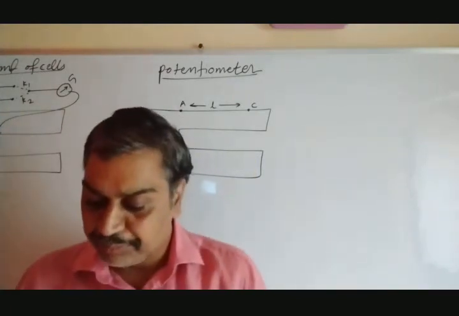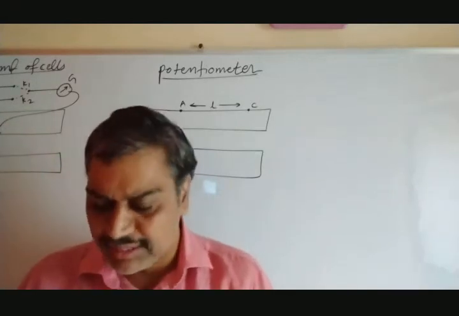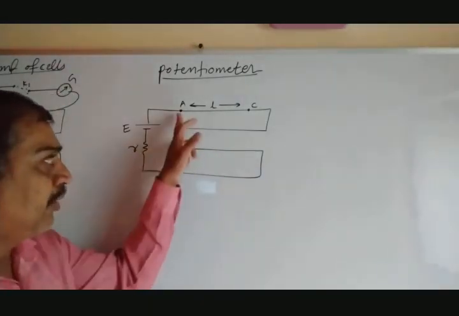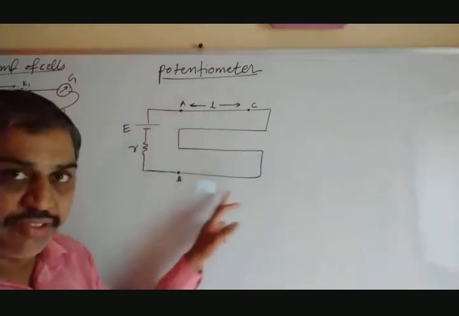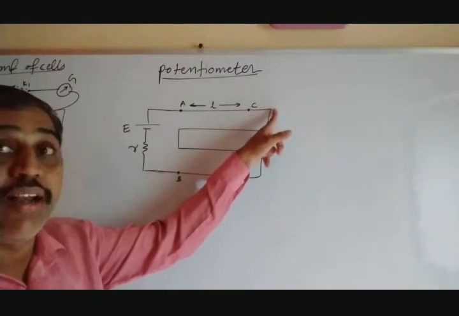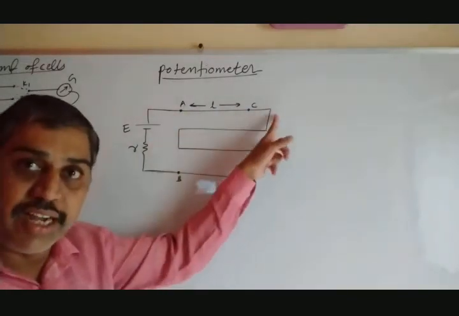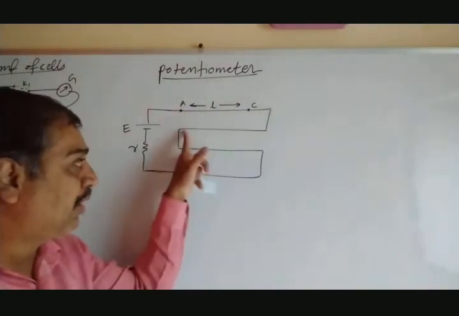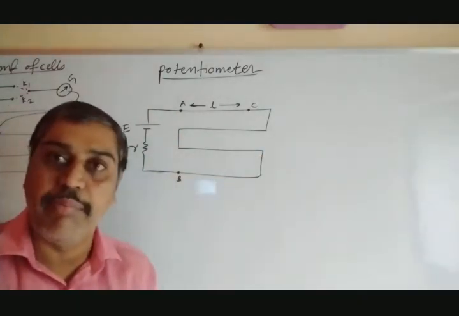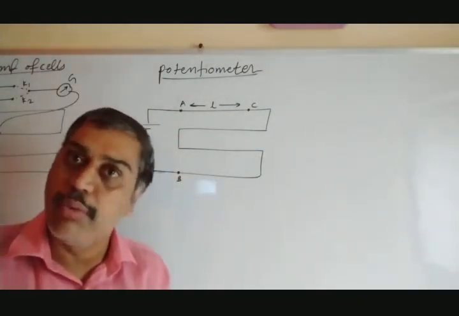Let's start with the principle of working of this. First of all, let us consider this is a wire AB. I have made 4 sections of this wire. Suppose one section is 100 centimeter, 1 meter. Then it becomes 2 meter, 3 meter, 4 meter. The wire of a potentiometer may vary from 1 meter to 10 meter in length.